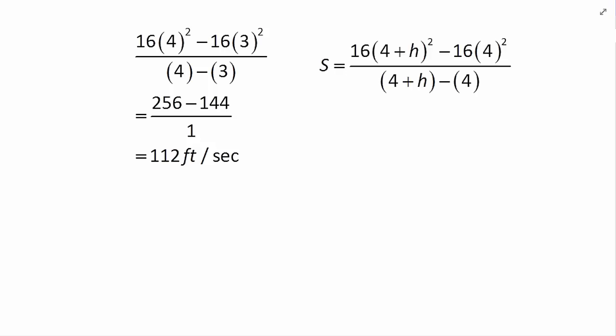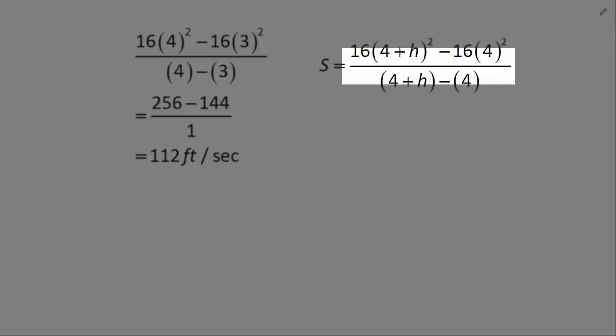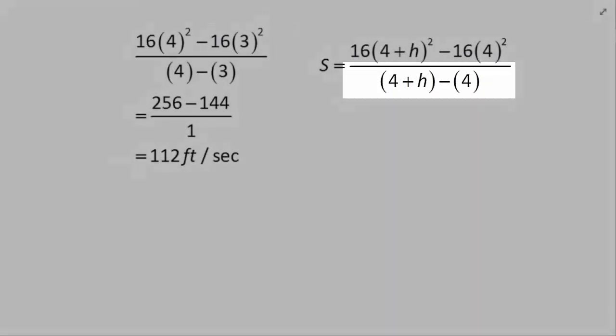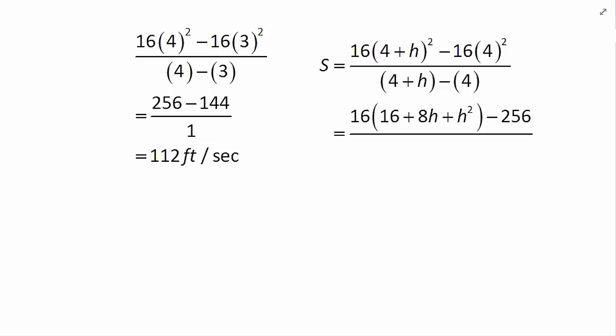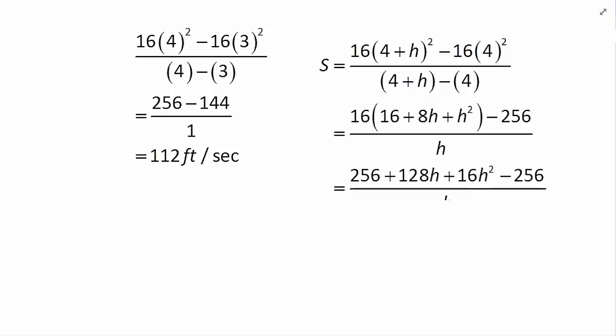So I'll start off by calculating 16 times (4 plus h) squared minus 16 times 4 squared, all over 4 plus h minus 4. So I've got difference in distance on the top and difference in time on the bottom, or delta d and delta t. And expanding these statements and calculating them, the bottom simplifies down to h, and on the top we finally end up with 256 plus 128h plus 16h squared minus 256.